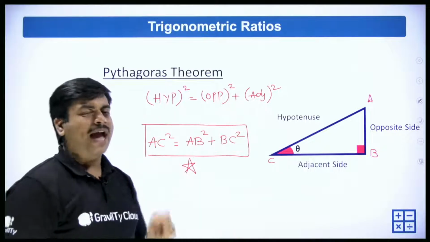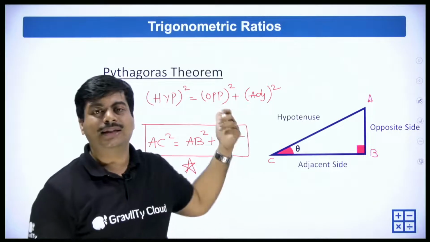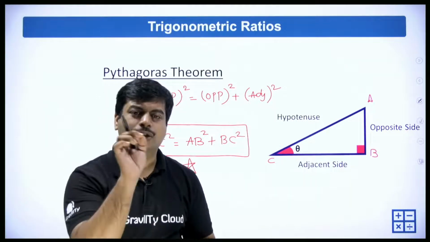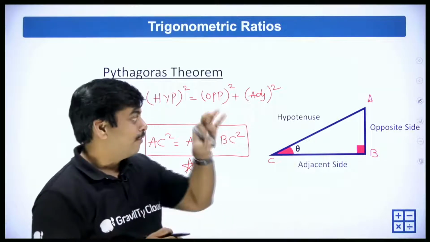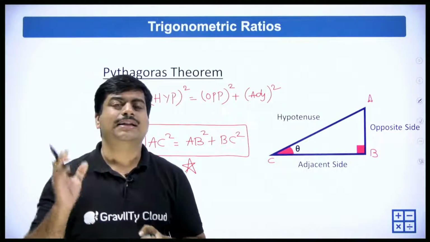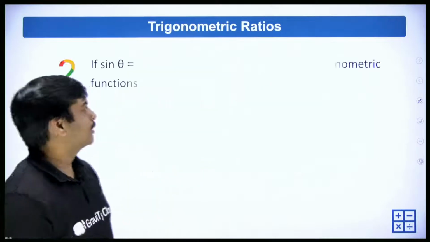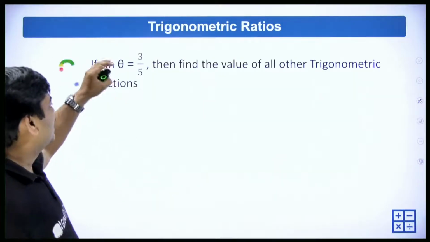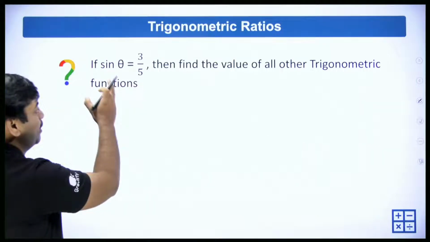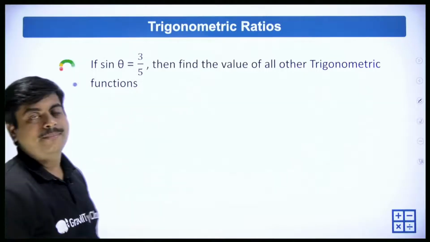If you have two sides, you can simply find the third side using this relation, Pythagoras theorem. Let us take one question based on this, and apply Pythagoras theorem to find the unknown values, and then also we'll discuss all the trigonometric functions in the same problem. So let us take one question here. Given sine theta is equal to 3 by 5, find the value of all other trigonometric functions.